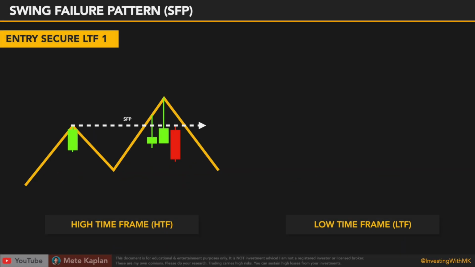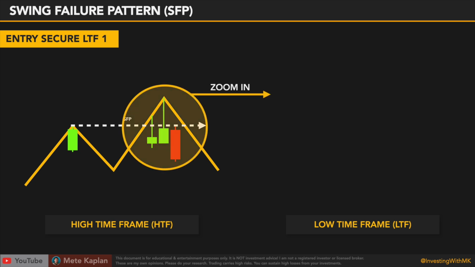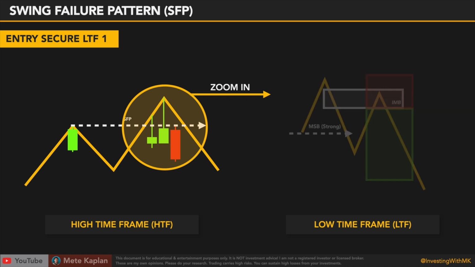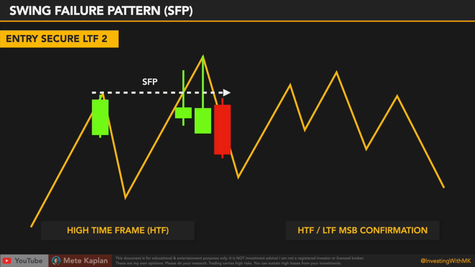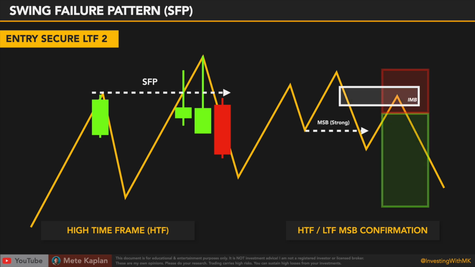Let's talk about secure entries. Once you identify a swing failure pattern, I suggest you go in low time frames and find yourself a micro market structure break. This way, it makes it more secure and gives us a much clearer entry idea. The market structure break could happen with a swing failure pattern in the same area. But there is no guarantee for that. It can also happen later on after the swing failure pattern is confirmed.